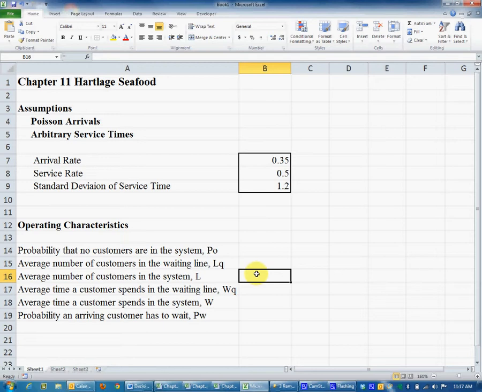So in this case, we're given Poisson arrivals, which means you don't know when people are going to arrive. It's not a set pattern. So you may get 5 people arriving at one time and then nobody for an hour. Service rate, and now we're going to incorporate something new, standard deviation of service time.